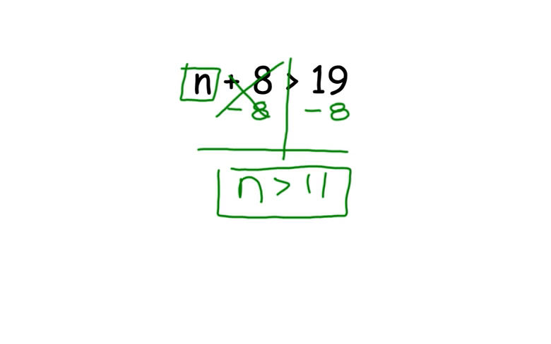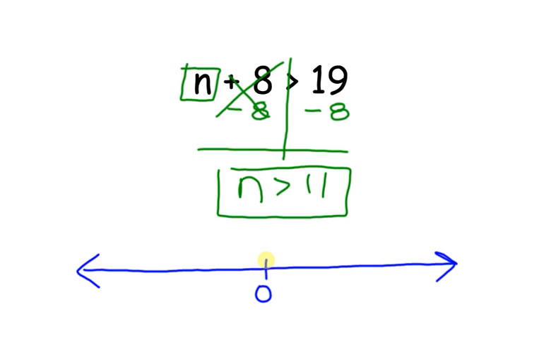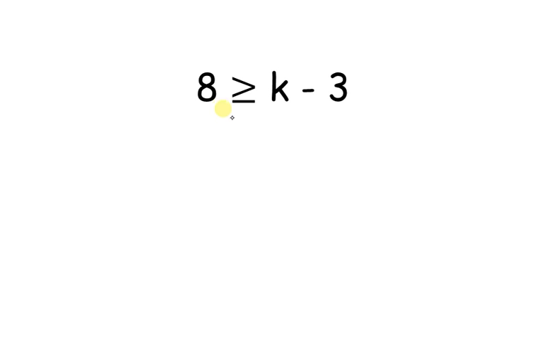And then the only thing left I have to do is to graph it on my number line. So I'm going to put 0 in the middle, positive 11 on this side, negative 11 here. I'm going to have an open circle because there's no bar, and then I'm going to the right, just like that. Same thing as an equation. Okay, let's try another one.